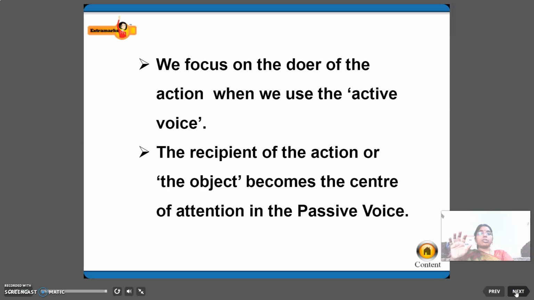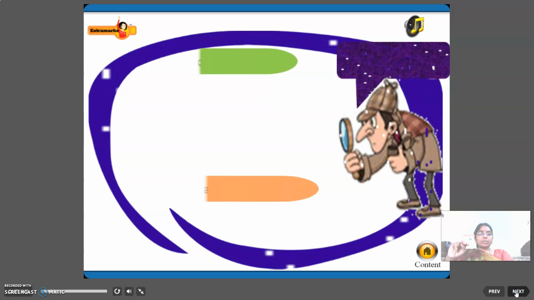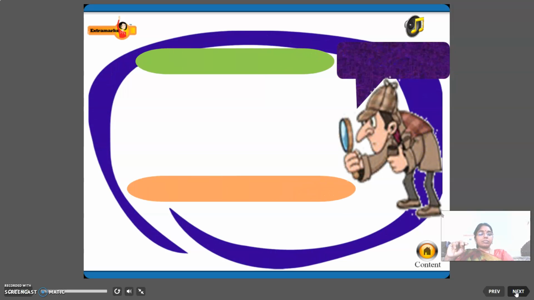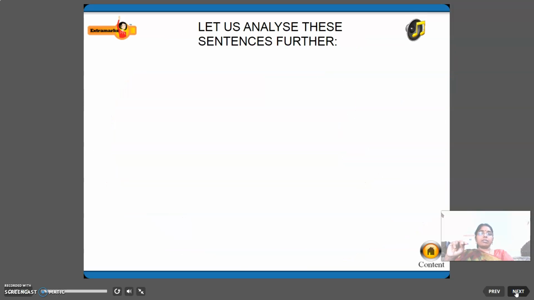We focus on the doer of the action when we use the active voice. Now, the recipient of the action or the object becomes the center of attention in the passive voice. That will be the difference between active and passive voice. Now, we'll see one more.